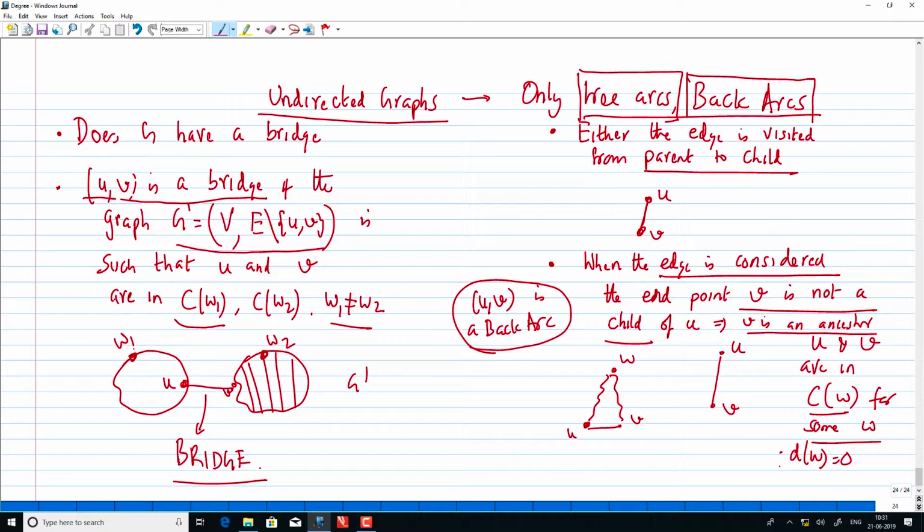Many of you may know this immediately in graph theoretic terms. It's that edge whose removal disconnects the graph. Such an edge is called a bridge, right? That's the graph theoretic definition. But I have deliberately written it in the framework of depth first search because I want to show you a depth first search algorithm for recognizing whether an edge is a bridge or not, right? So let me write down bridge.